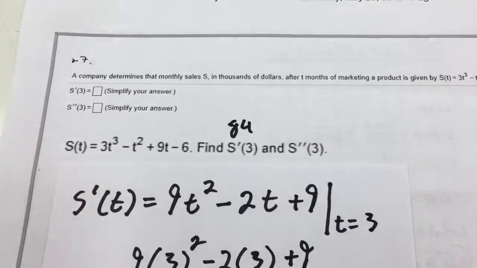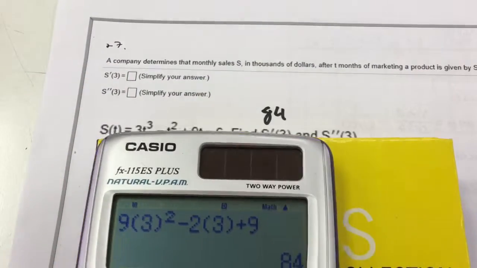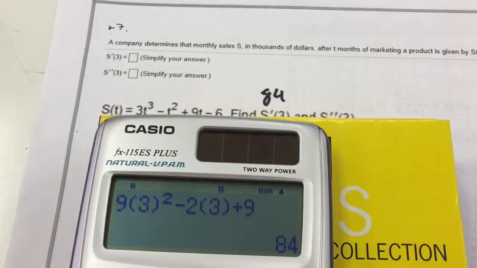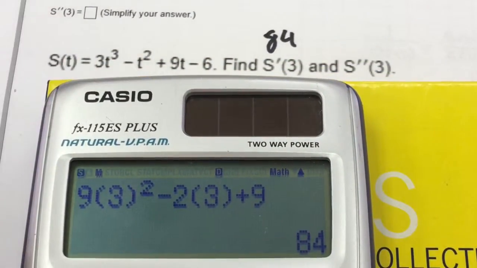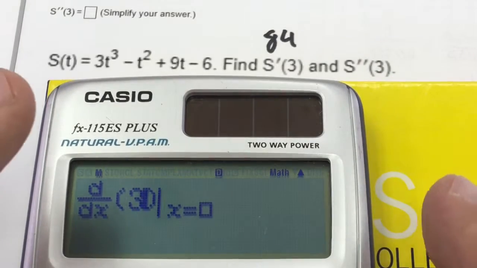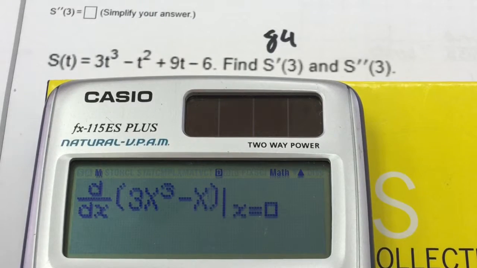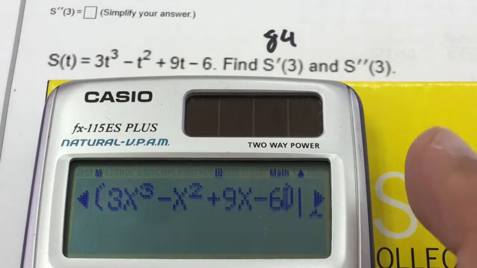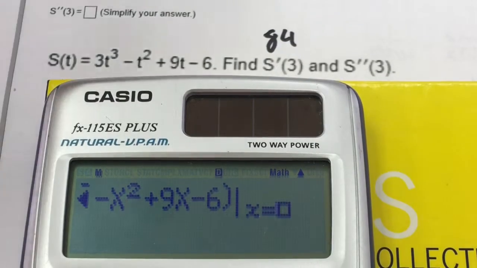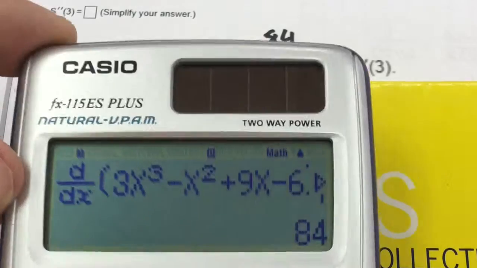Now I can do that totally on the calculator. And here's what I'm going to do. I'm going to hit my derivative button. I'm going to type in 3, I don't have a t, so I have to alpha red x cubed, right arrow, bring it down, minus alpha red x squared, plus 9 alpha red x minus 6, evaluated at t, or x equals that number 3, hit equals, and the slope at 3 is 84.